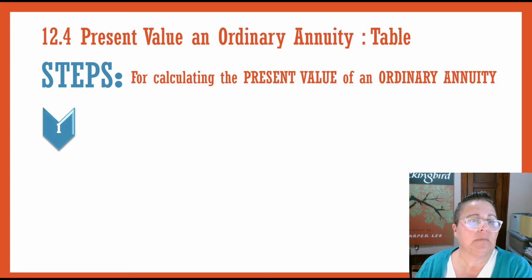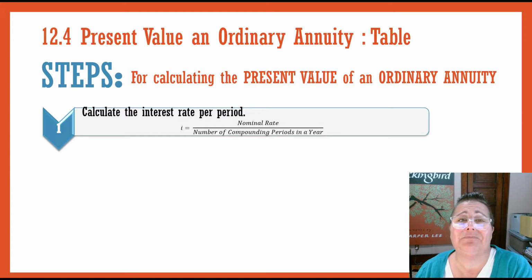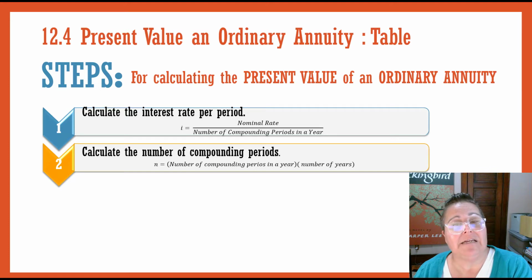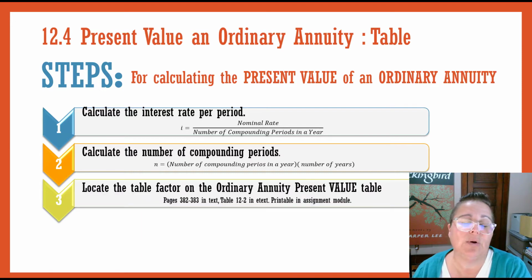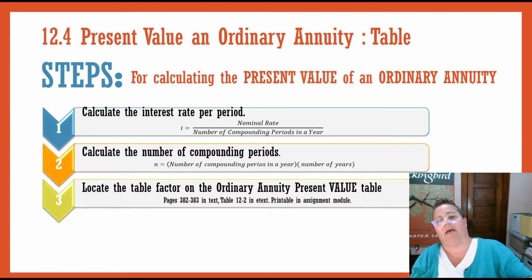All right. So what do we do? Well, it's a table like the other ones before it. So we're going to find the interest per period. That's the I, or the yearly interest rate divided by the number of periods in a year. We're going to find N, the total number of compounding periods. That's the number of compounding periods in 1 year times the number of years. And we're going to use those two to locate the table factor on the ordinary annuity present value table.